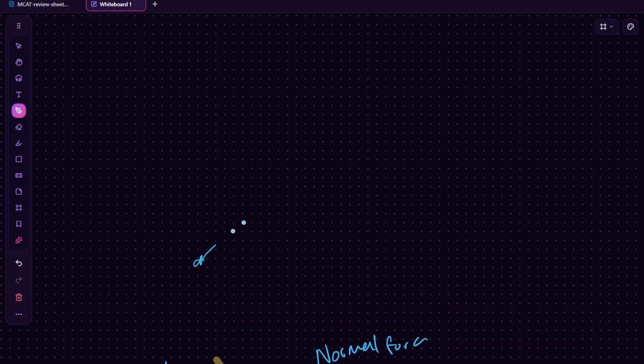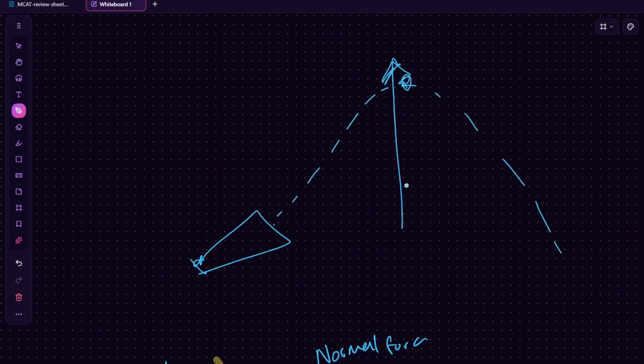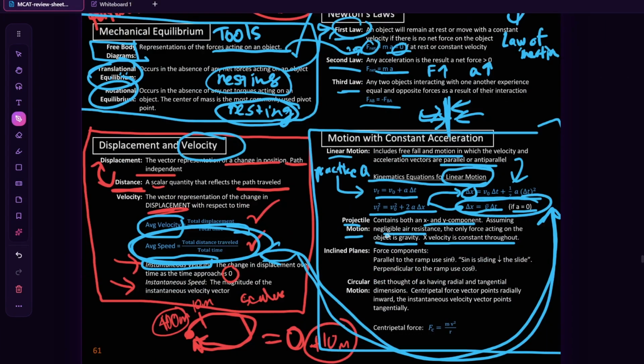So let's say I had literally a projectile, like a cannon, and it shot something upward, right? So this is a projectile. It has a y component going up and down. That's your y component. It has an x. That's your x. This is your y. So that's what it's talking about there. So you'll have practice questions on that. You should do them.